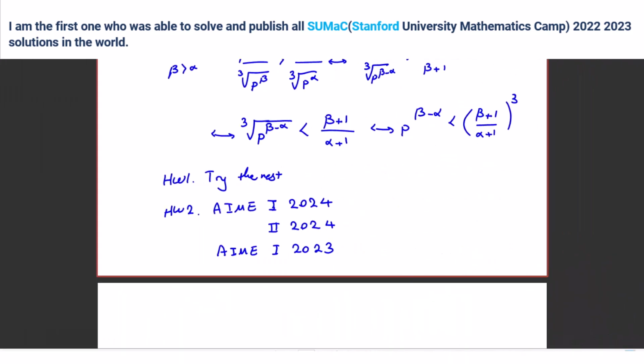Oh, 2023 AIME 1, Problem 8, right? Yeah. Okay. The problem that is related to rhombus, right? Yeah. Okay.